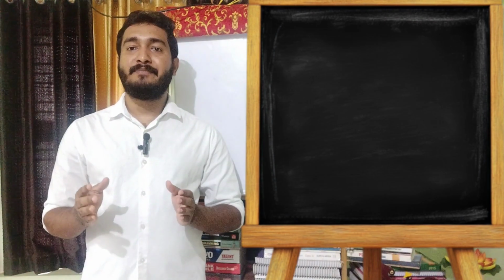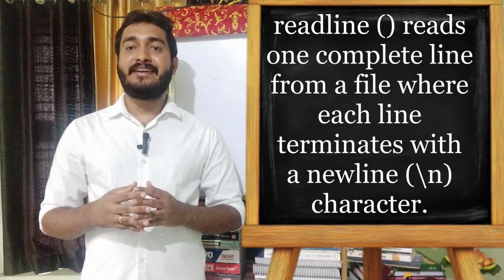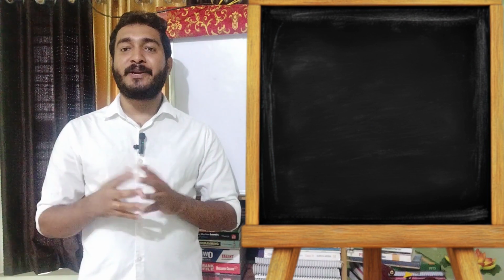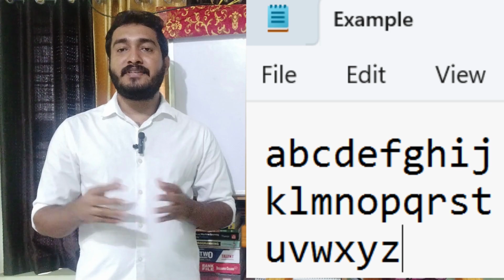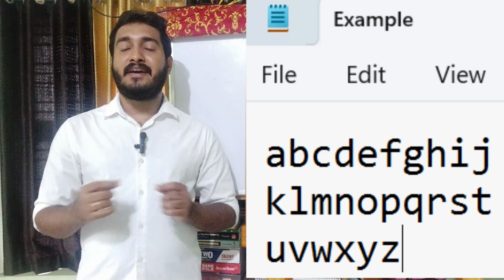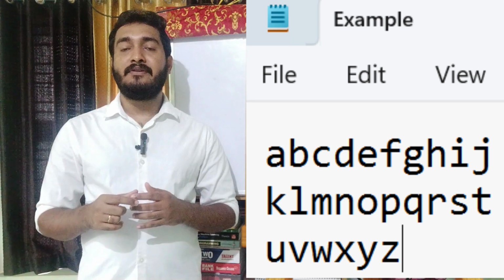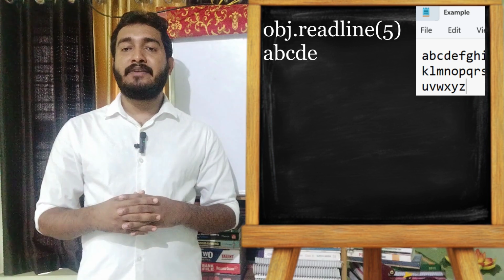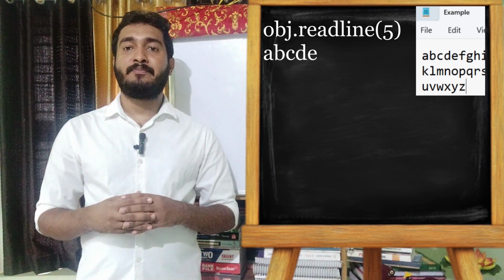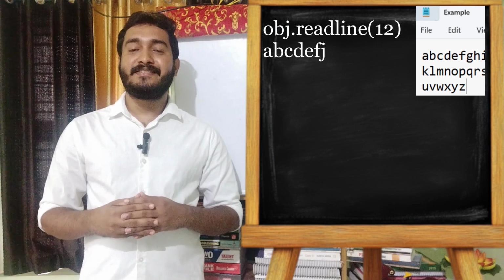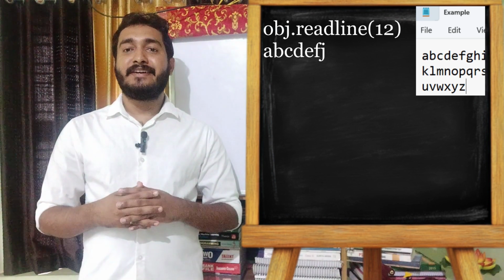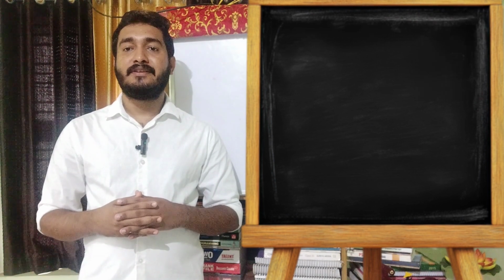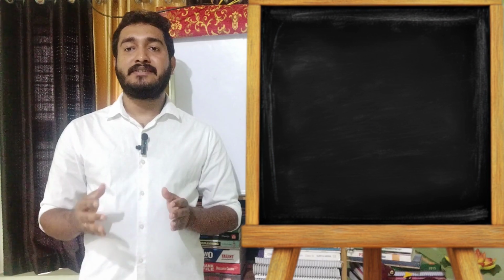Okay, next we have the readline method. The readline method will read the content of a file line by line. You can even pass a number as an argument to the readline method. So just imagine there are 10 characters in the first line of a file. If you pass 5 as an argument to readline, it will read only 5 characters of that particular line. And if you pass more than 10, still it will read only 10 characters because it can read only a single line at a time.